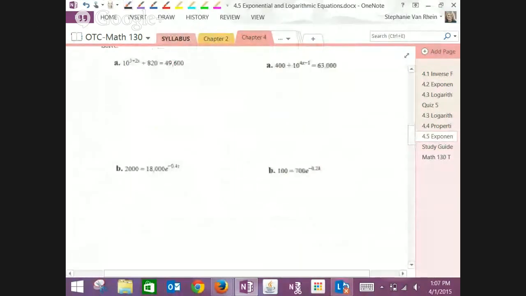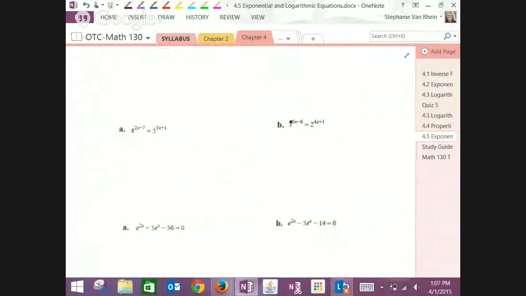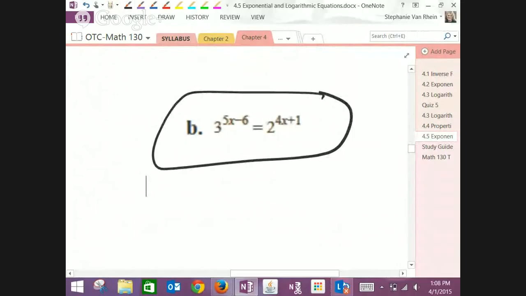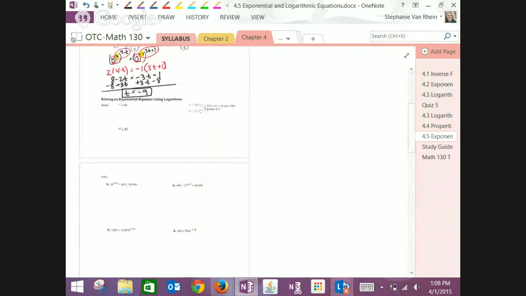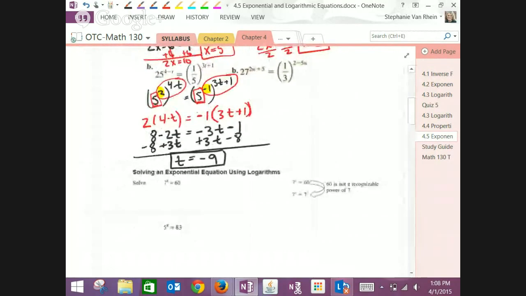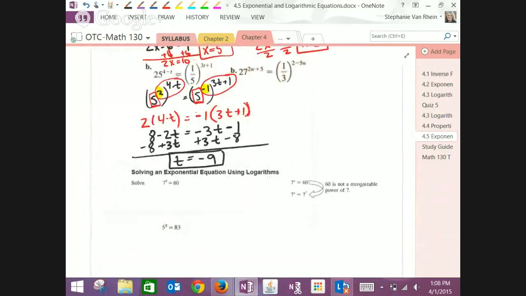But eventually we're going to do an example down here where there's no way to write them as the same base. So I had to take the natural log of both sides. You can definitely take the natural log of both sides when they do have the same base. It's just a little more tedious, but you're going to get the same answer. As long as you don't do anything mathematically illegal, you're going to be okay. It might just be 4 or 5 extra steps, but as long as you're right, you're right.